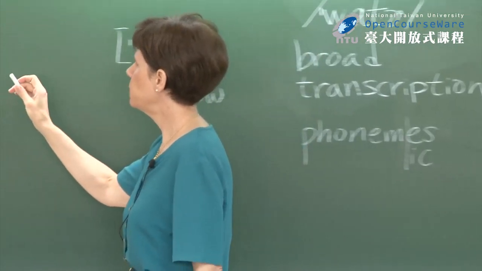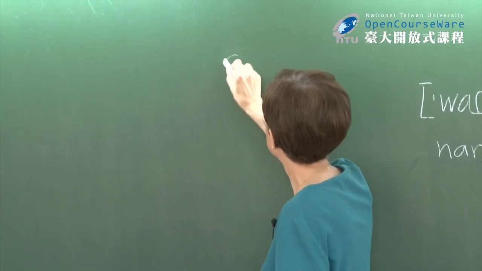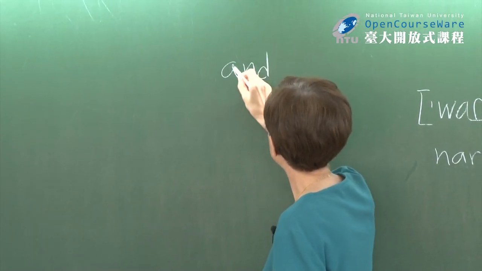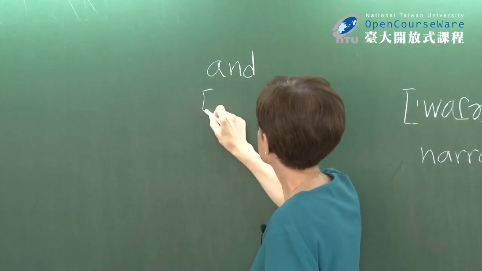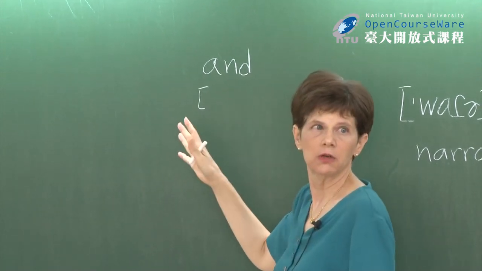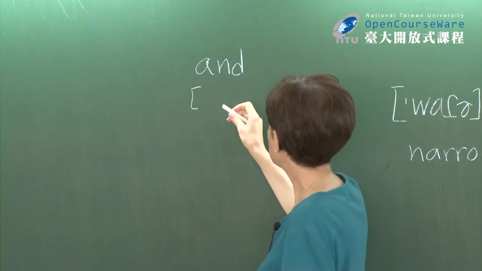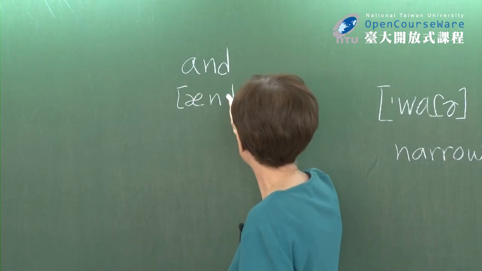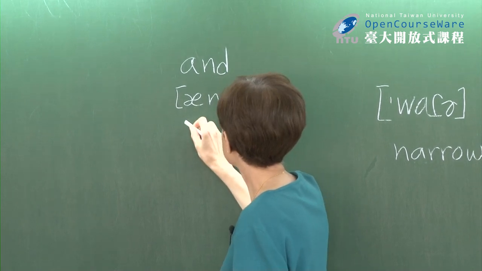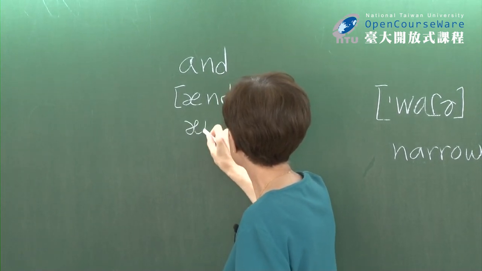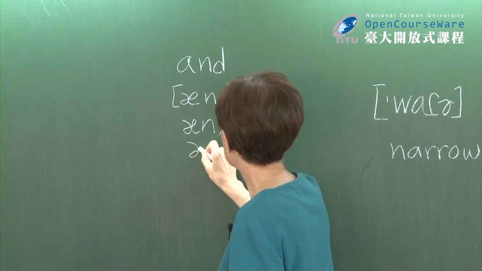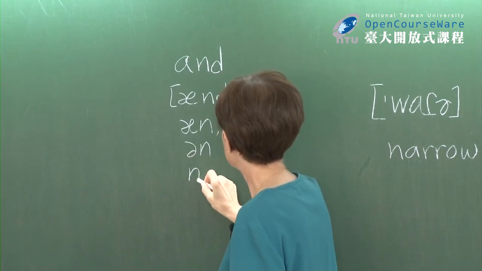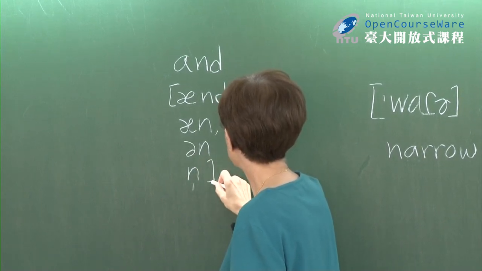There are a few ways that we can reduce "and." The conjunction "and" is a function word, and we reduce it. It has no stress, it's very weak. So we can reduce it. We can use these different versions. And, an, n. All of these are okay.